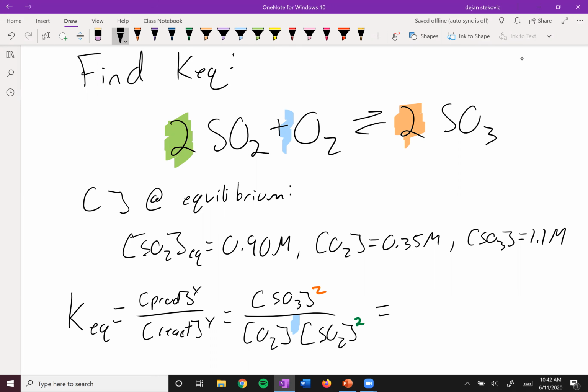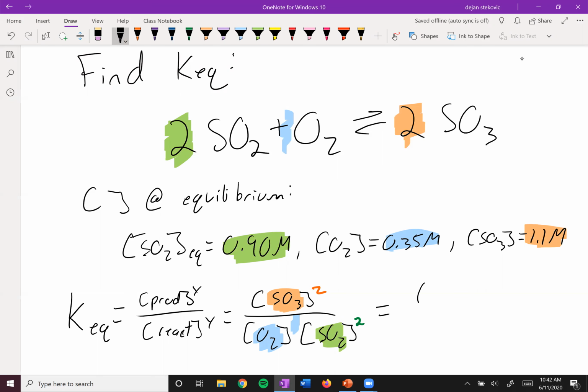And now, since we're given the concentrations at equilibrium, all we have to do is plug these numbers in and chug it through, right? So for SO3, we put in 0.9. For O2, we put in 0.35. And then for, whoops, you see I messed that up. You got to be careful. SO2 and SO3, my bad. SO3 is 1.1 molar. And then SO2 is 0.9 molar.